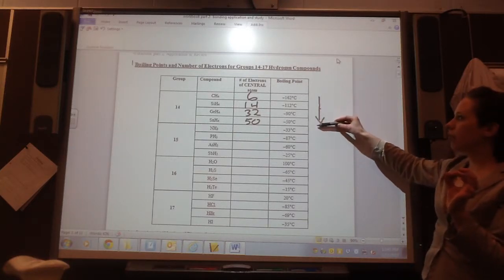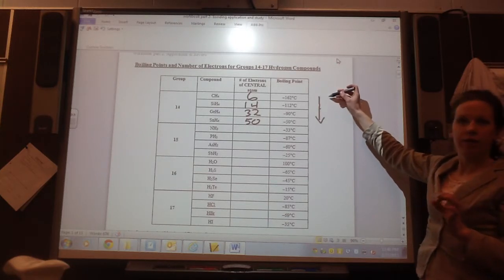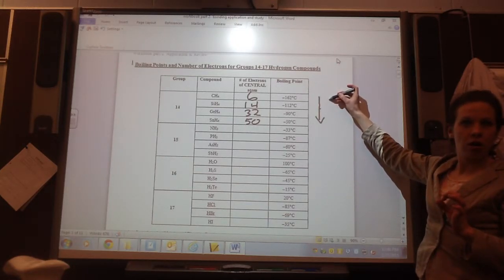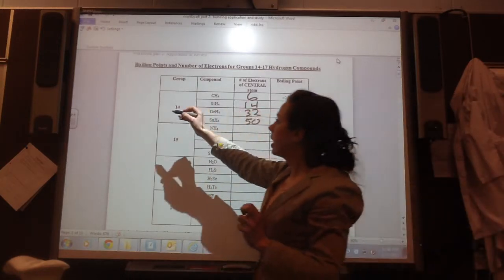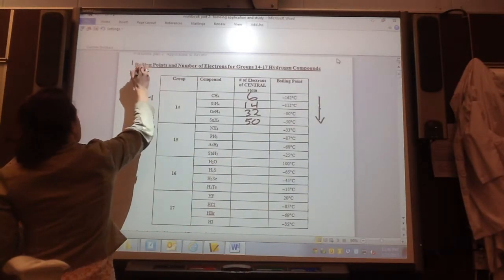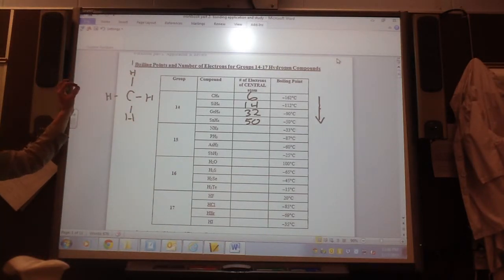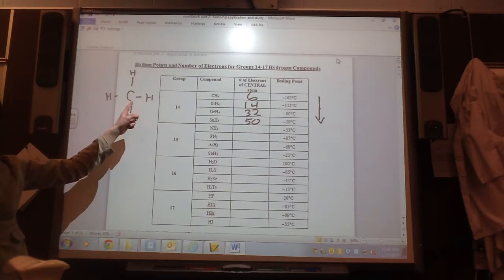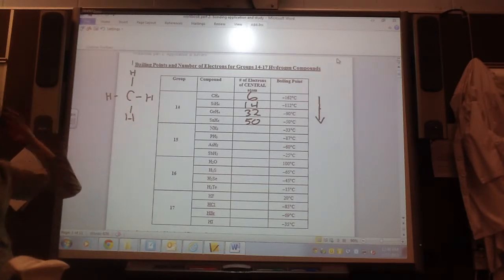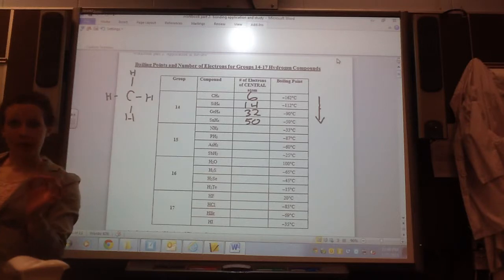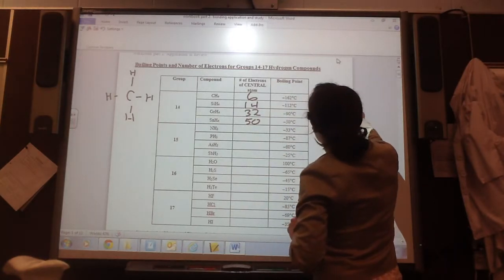What intermolecular forces do these have? What does CH4 have? Is it dipole-dipole? It's a tetrahedral, and it has H, H, H. So a tetrahedral with all the same atoms around it, is it polar? No. So does it have dipole-dipole? Oh, okay. You only have dipole-dipole if it's polar. Right? So no. So it only has London dispersion.